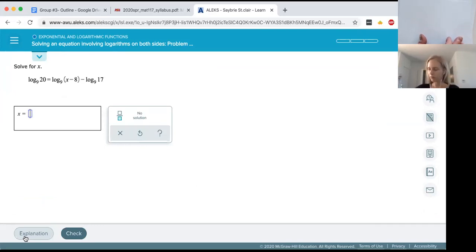Okay. All right, so let's try this one. Log base 9 of 20 equals log base 9 of x minus 8, minus log base 9 of 17. So my first step, I'm going to leave the left side alone and take the right side and condense those two parts right there. Do you see that? And then I'm going to distribute this. That gives me log base 9 of 20 equals log base 9 of 17x minus, let's see, eight times 17, minus 136 right there.